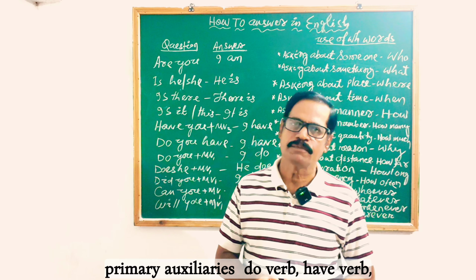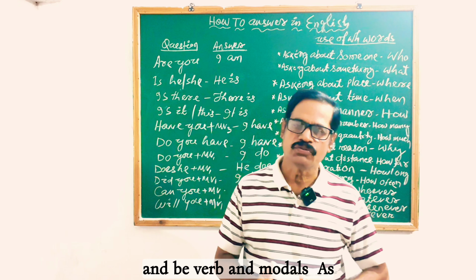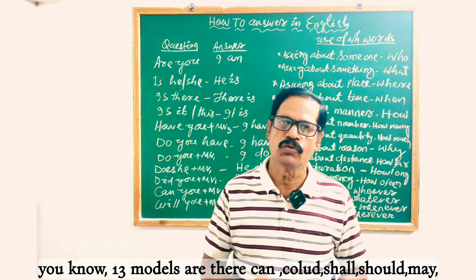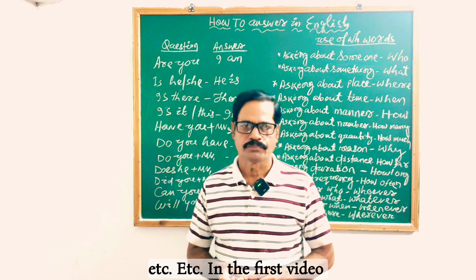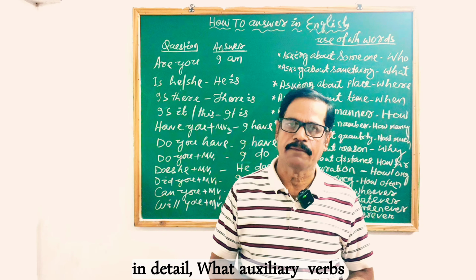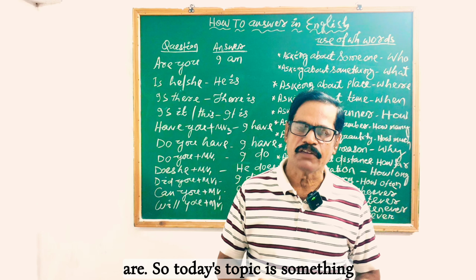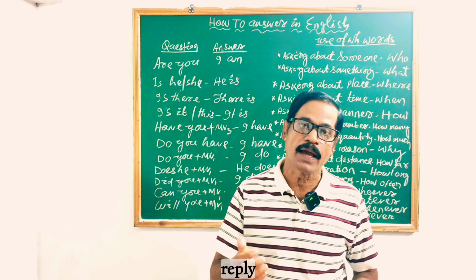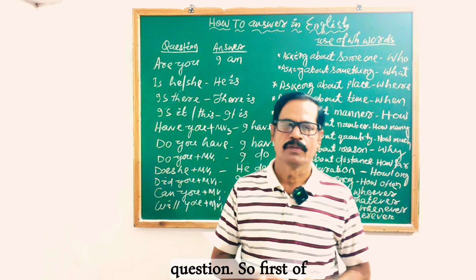So which are the primary auxiliaries? Do verb, have verb and be verb. Modals, as you know, 13 modals are there: can, could, may, might, shall, should, will, would, must, etc. In the first video, I have already taught you in detail what the auxiliary verbs are. So today's topic is something different. Today I will teach you how to reply to the question.